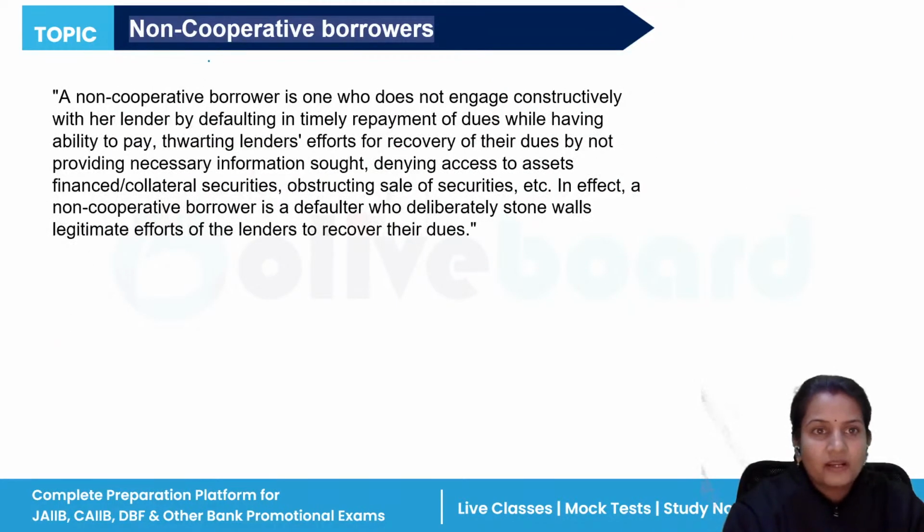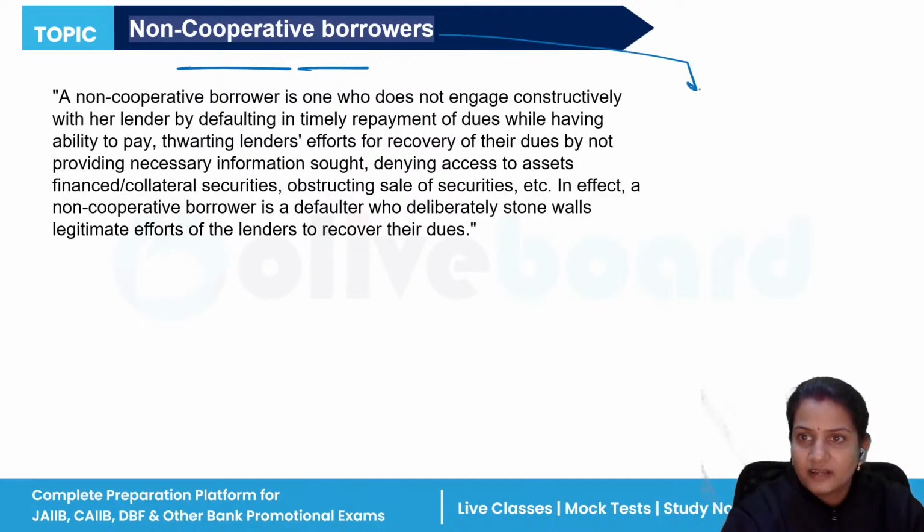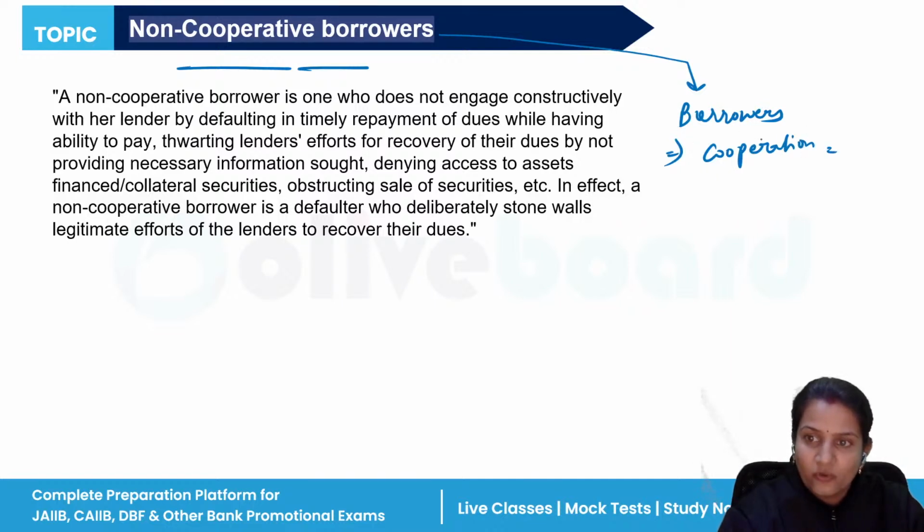What are non-cooperative borrowers? If you see, it consists of three words. We know what borrowers are, the ones who borrow money. Cooperative means one who is very cooperative, who is very supportive. Cooperation means support, proper guidance, mentoring.